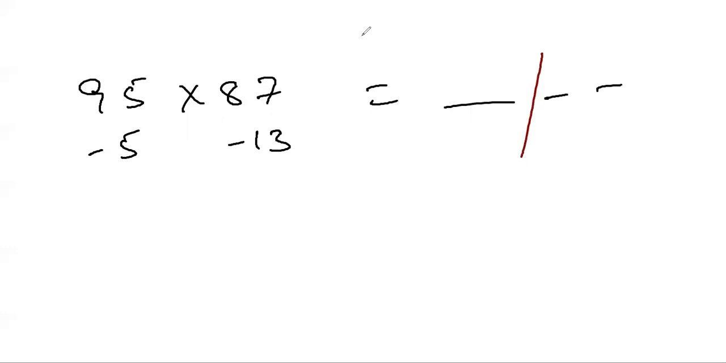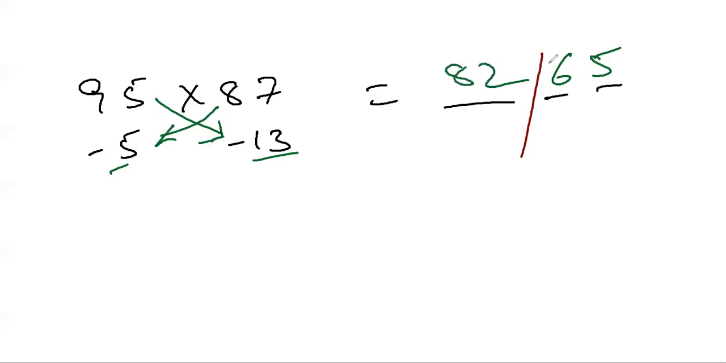So these are the basic calculations you require to answer this question. Minus 5 into minus 13, the multiplication is 65. Then 87 minus 5, otherwise 95 minus 13, anything is same. 87 minus 5 is 82. Otherwise 95 minus 13 is also 82.